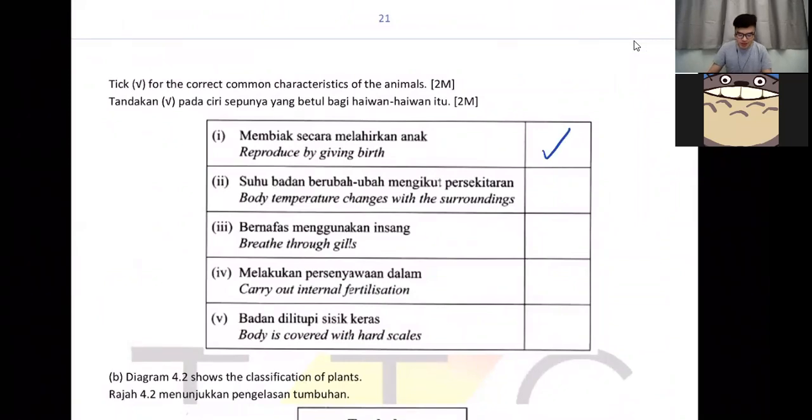Very weird. Okay, so number 2, body temperature changes with surrounding. No. Okay, we are what we call warm-blooded. Or there's a word for it. We call it homeothermic. That means you're warm-blooded. Whereas cold-blooded, okay, like your reptiles, they are poikilothermic.